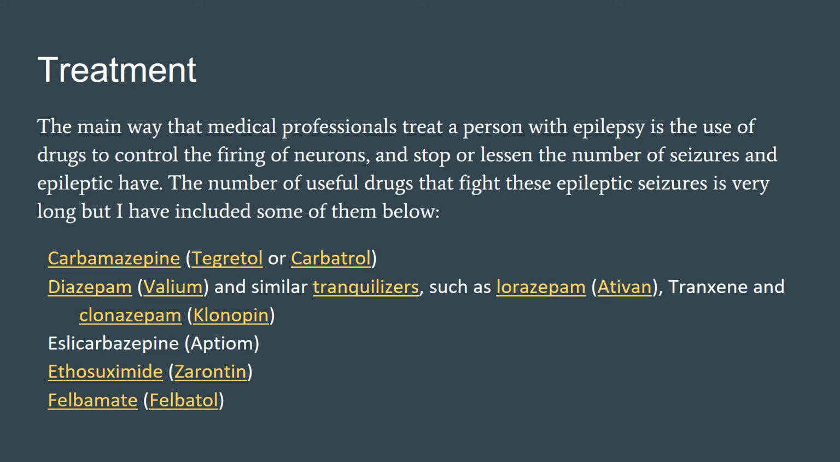Treatment. The main way that medical professionals treat a person with epilepsy is the use of drugs to control the firing of neurons and stop or lessen the number of seizures an epileptic has. The number of useful drugs that fight these epileptic seizures is very long, but I have included some of them below.